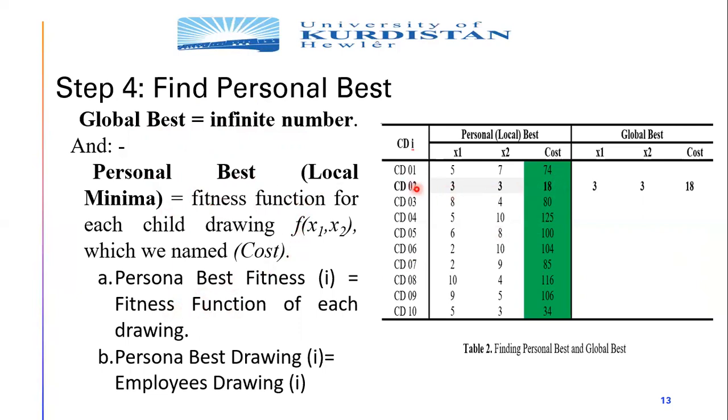Now here the personal best is 18, so we say that the global best is equal to 18. Okay, so the global best equals the personal best. In the list, we'll see which one is the minimum. Then the global best takes the minimum value of the drawings that we have.